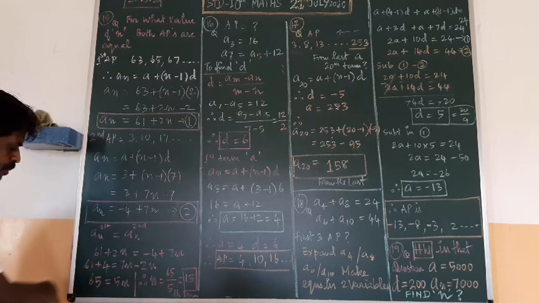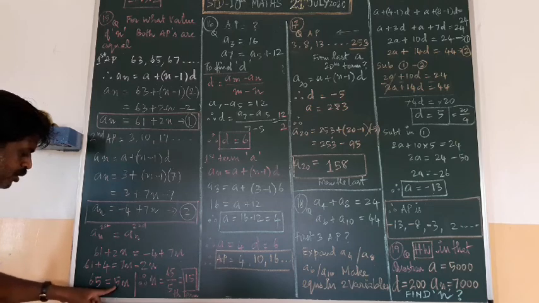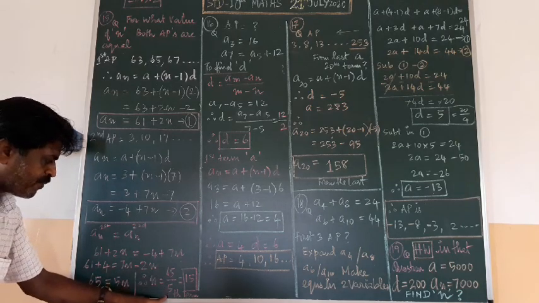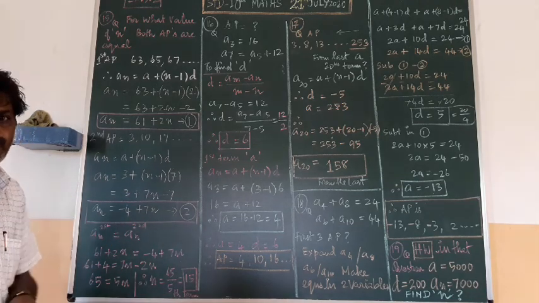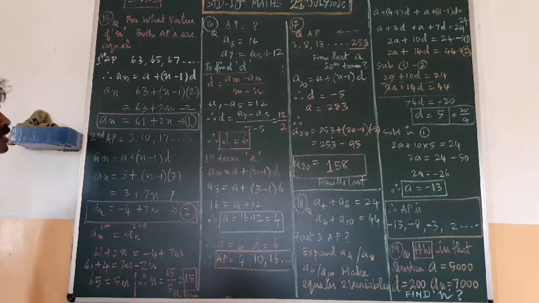Group the numbers and group the variables. You are getting 65 equals 5n. Therefore n equals 65 upon 5, that is 13. The 13th term will be equal in both the arithmetic progressions. That is your 15th question.